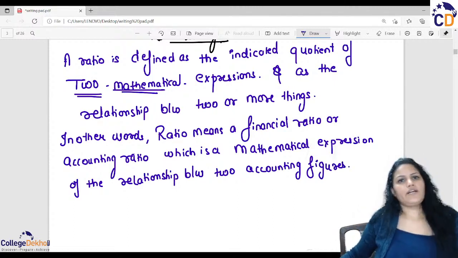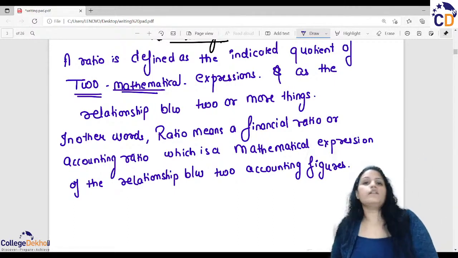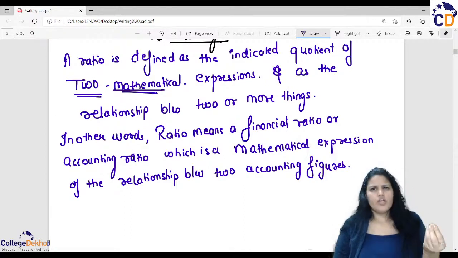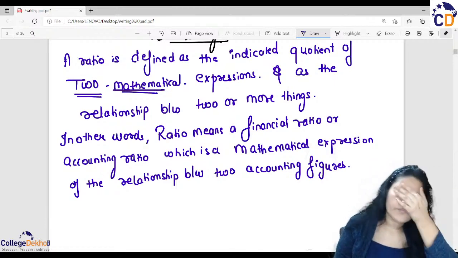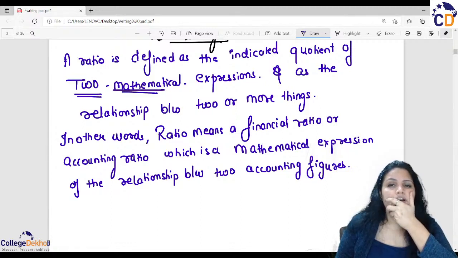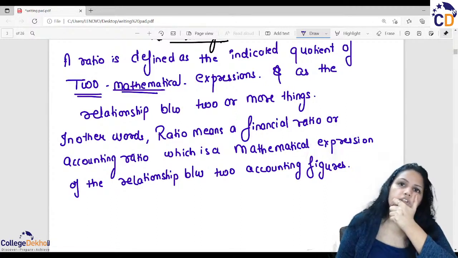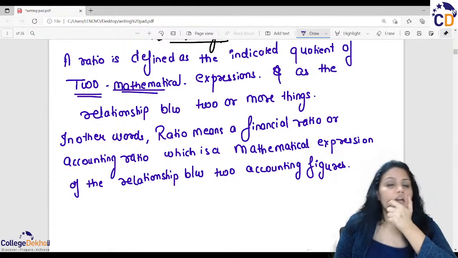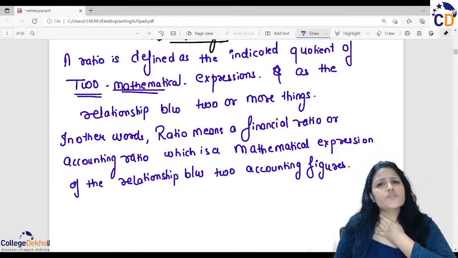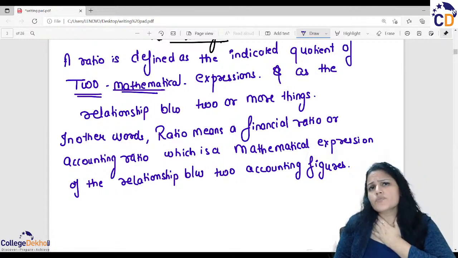Two accounting figures. Let's suppose this last example I gave you, that is the gross profit. We all know under the trading account the profit calculated is a gross profit, and when we calculate the profit in the profit and loss account, that profit is a net profit. Why is it called a net profit? It is called a net profit because all the regular or yearly expenses are to be deducted from the gross profit, and it will become the net profit.